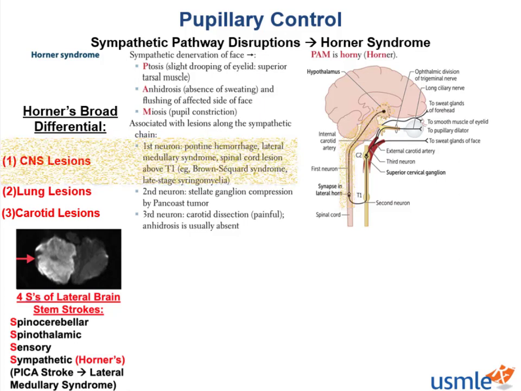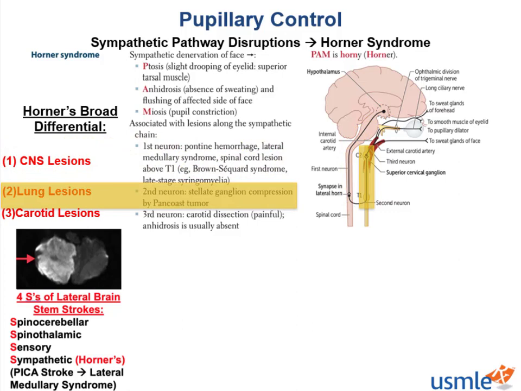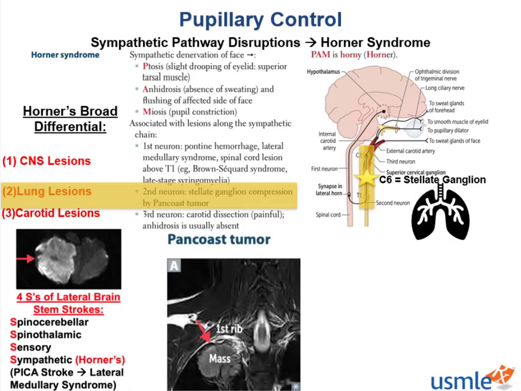Next, the second neuron in this pathway can be injured due to lung tumors, specifically a Pancoast tumor that forms at the apex or top of the lung, directly impinging on the course of the second neuron. Specifically, there is a ganglion that is part of the paravertebral sympathetic chain known as the stellate ganglion, located at C6. When a lung Pancoast tumor forms at the top of the lung, it can directly impinge on the stellate ganglion as the second neuron makes its way to the superior cervical ganglion, as shown in this image.